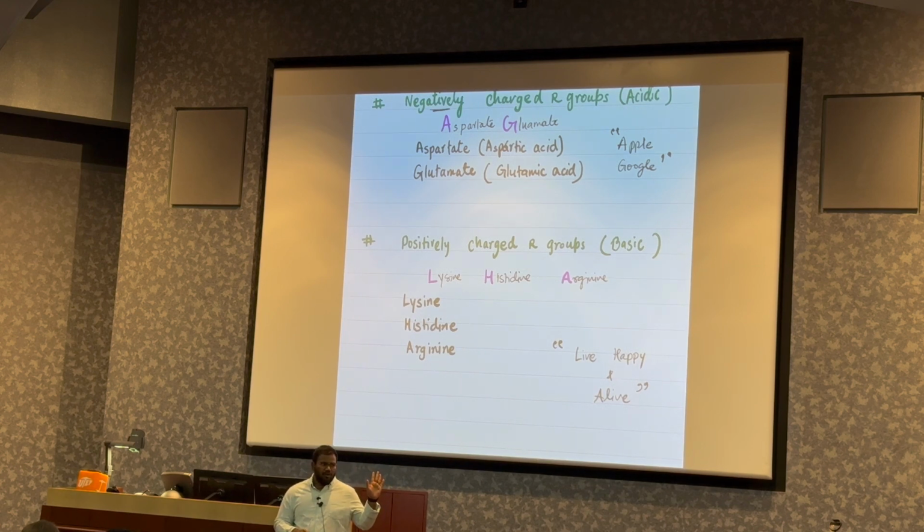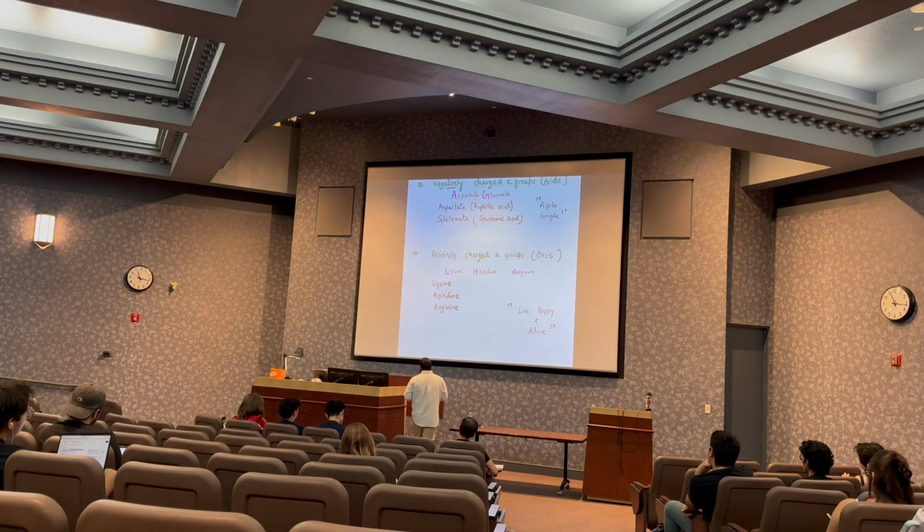Aliphatic non-polar group. I said give me apple: G for glycine, I for isoleucine, V for valine, M for methionine, A for alanine, P for proline, and L for leucine.